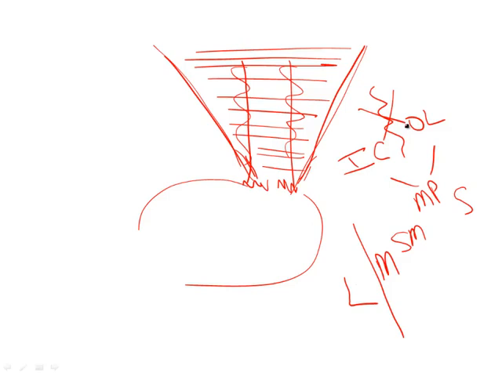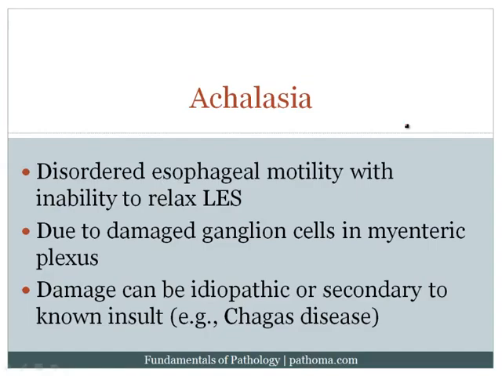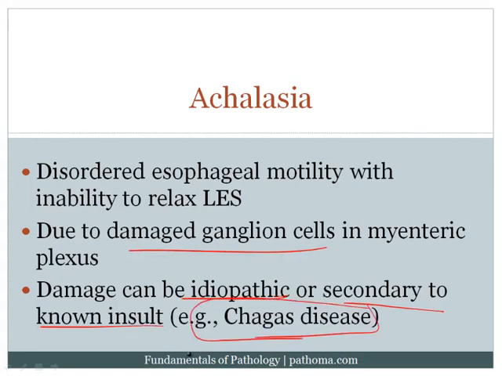Now we should then ask the question, what causes damage to these ganglion cells? Well, as I've stated here in your text, the damage to the ganglion cells can be idiopathic or secondary to a known insult. And one of the classic associations is Chagas disease, where you can get damage of the ganglion cells via this infective process.